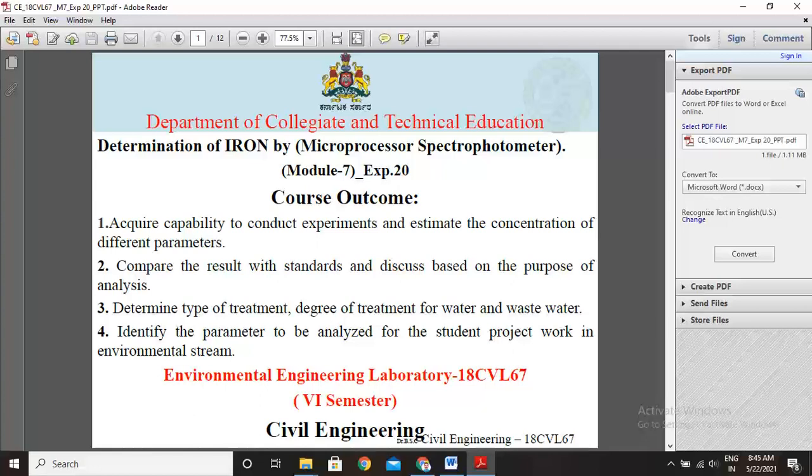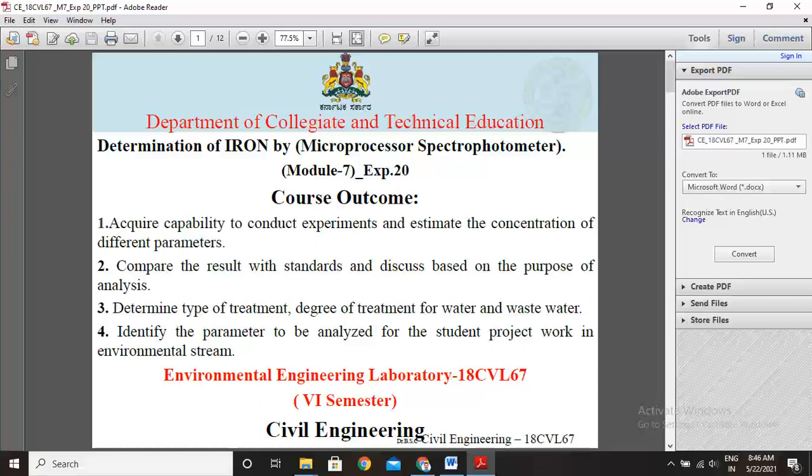Today I want to start experiment number 20. The title of the experiment is determination of iron content by microprocessor spectrophotometer method for the given sample. Okay. Today's title is determination of iron content of the given water sample by microprocessor spectrophotometer.